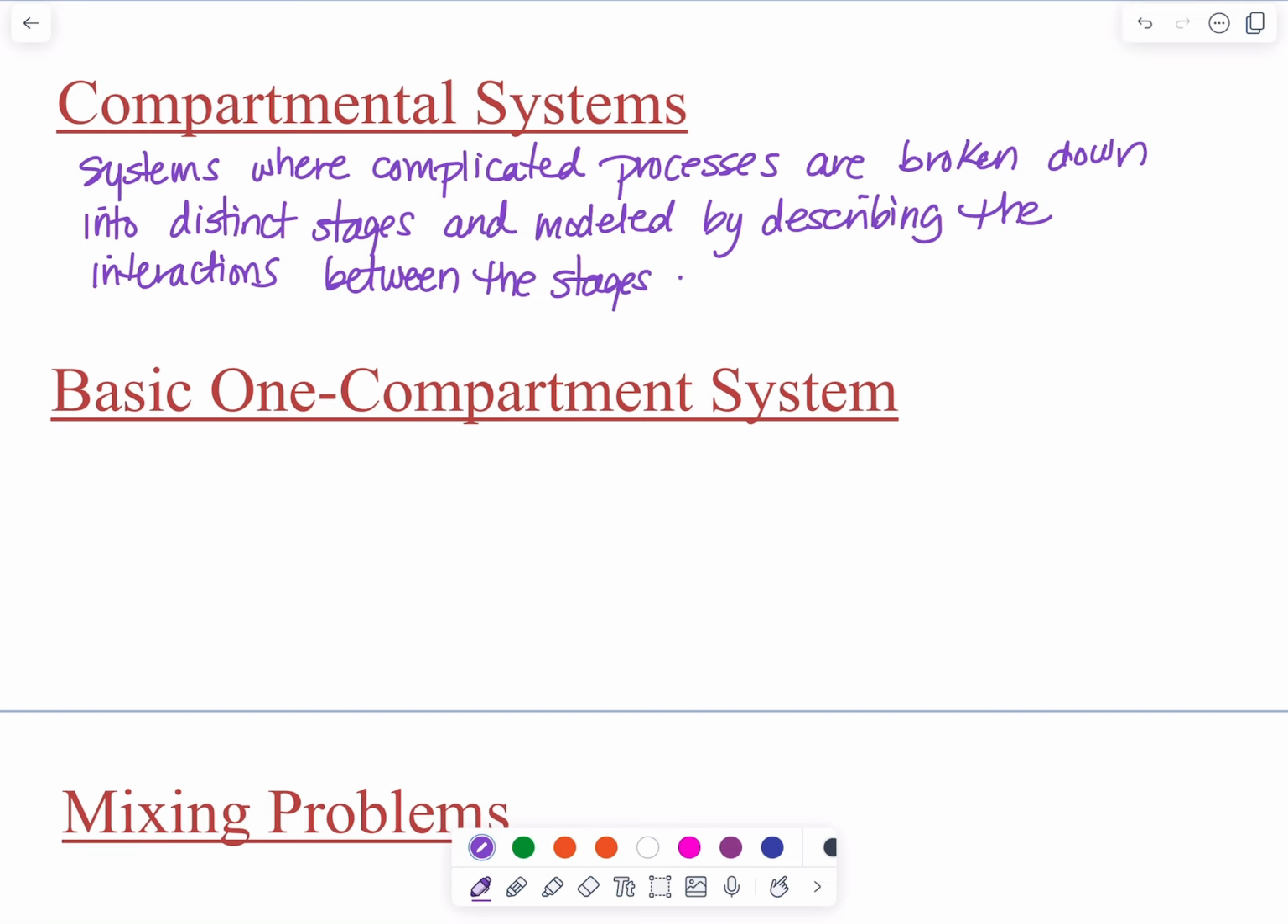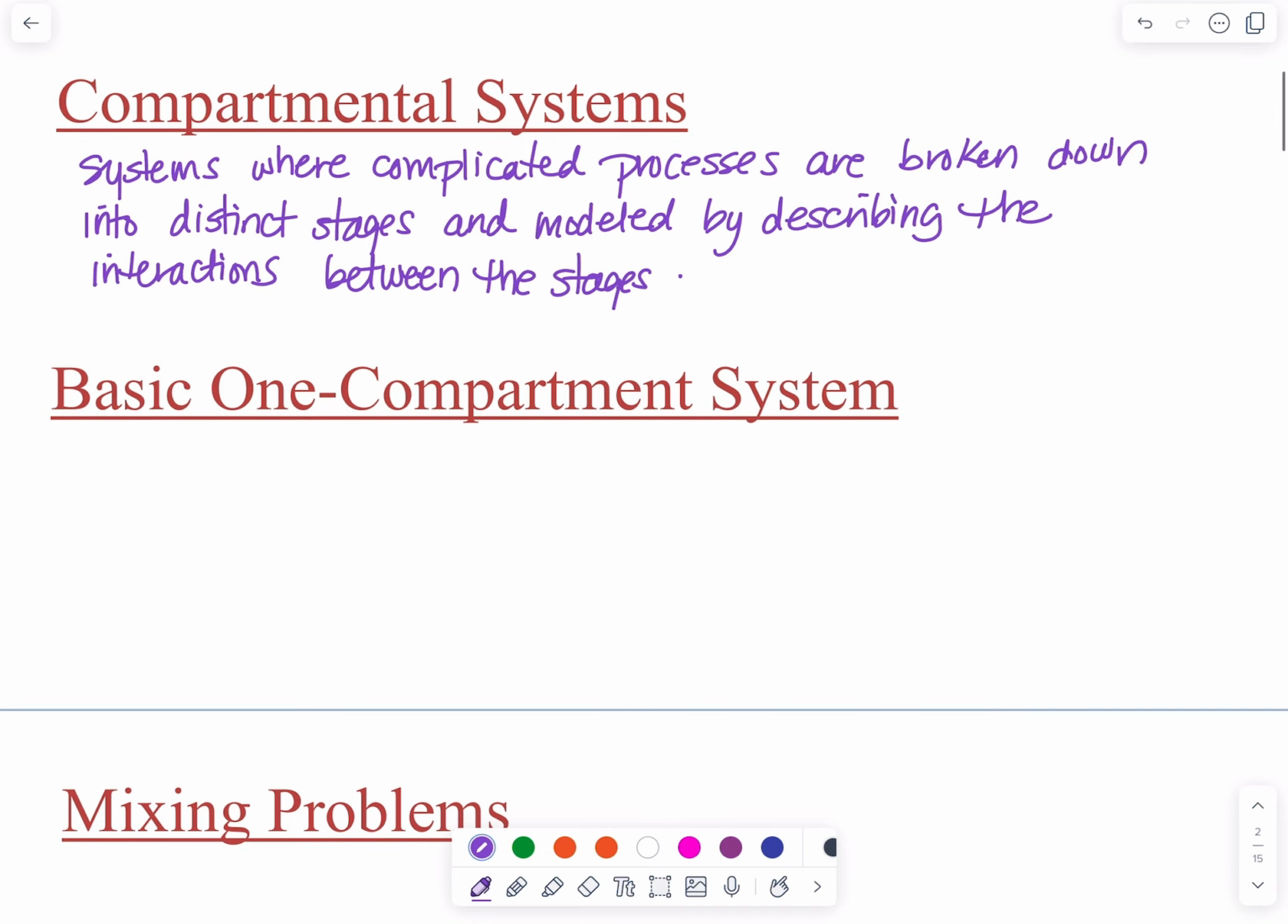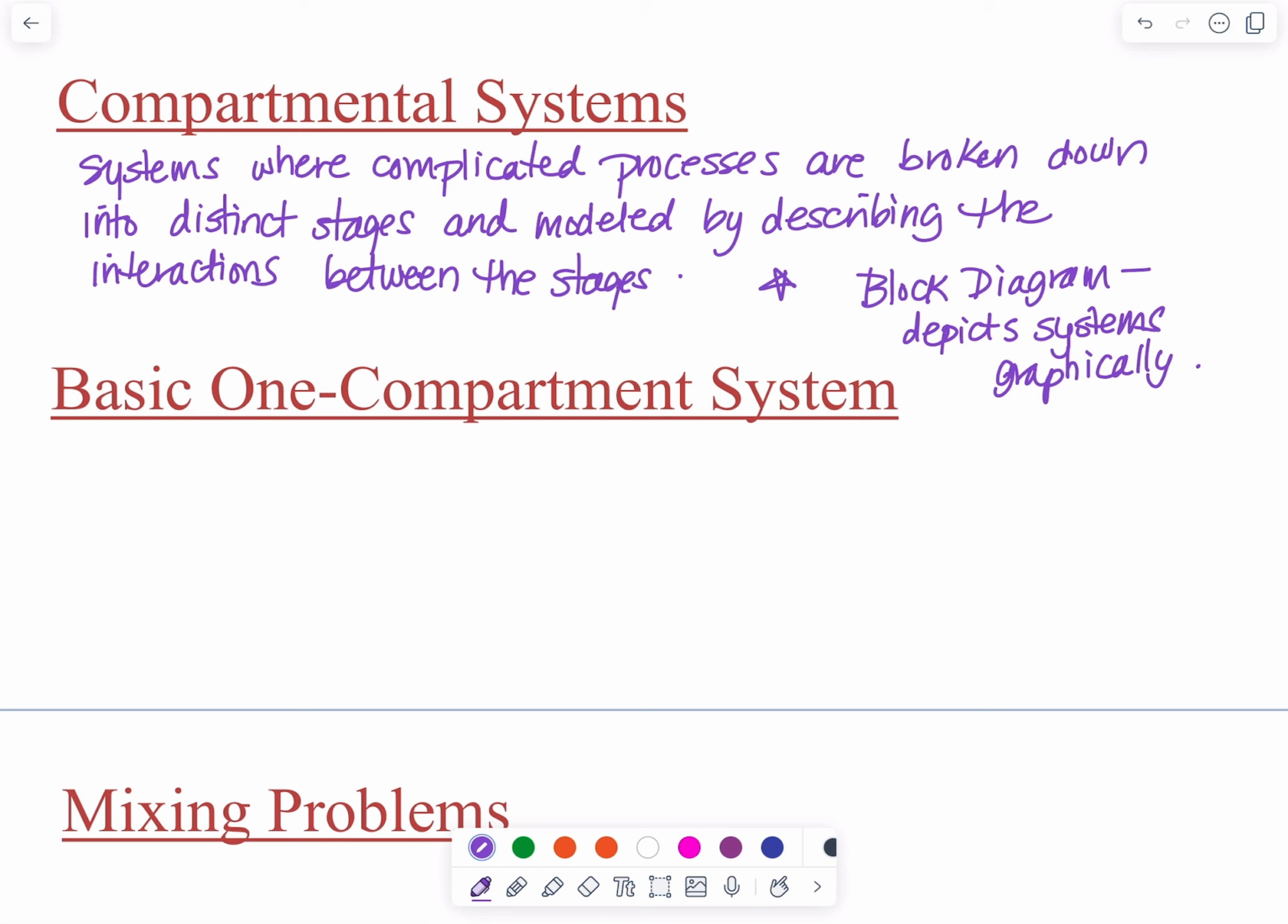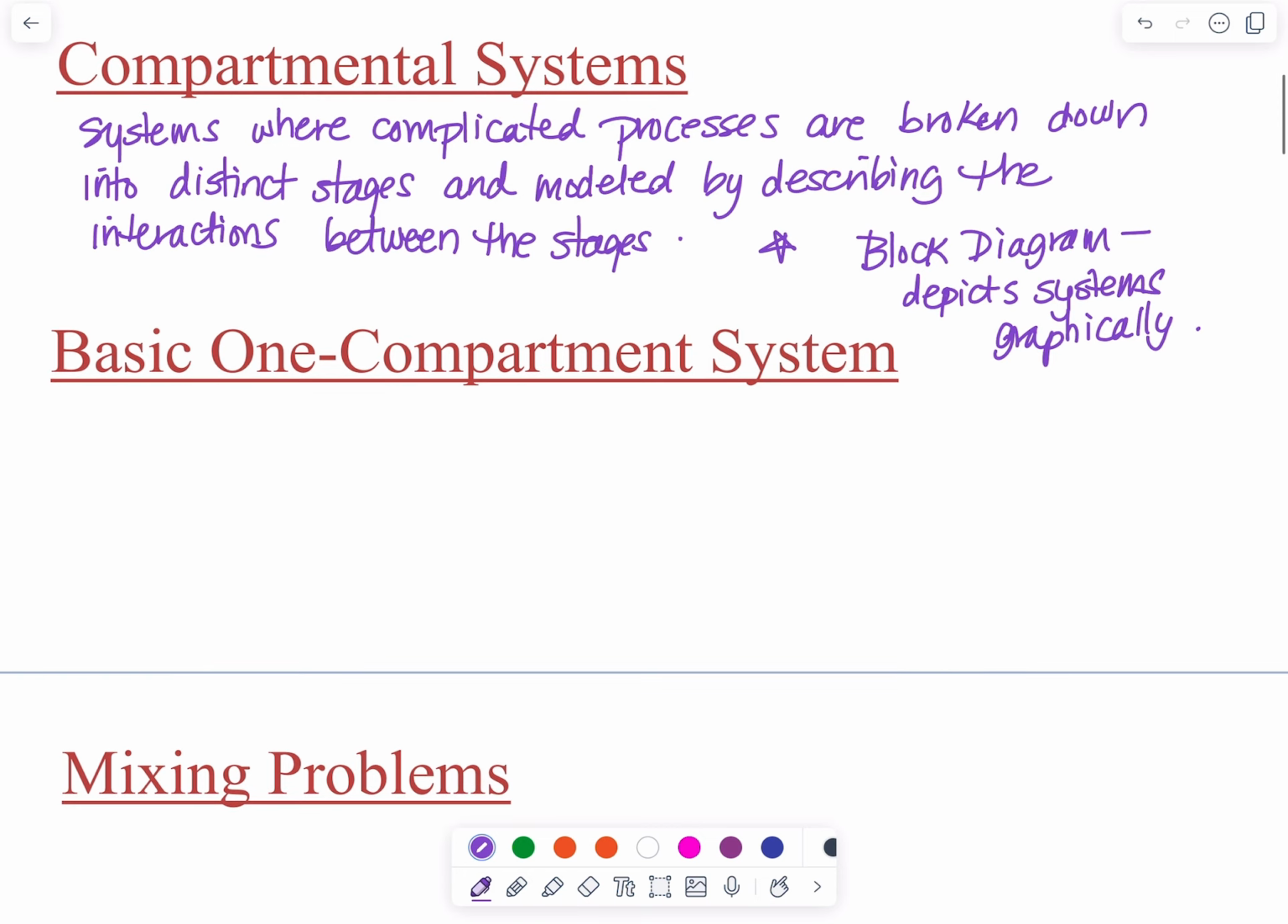So the graphical depiction of a compartmental system is called a block diagram. So a block diagram depicts these systems graphically. Okay, so let's take a look at a basic one-compartment system.